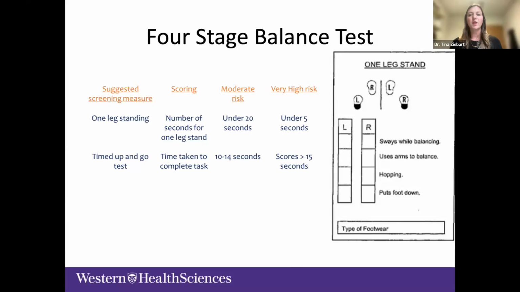And so what this one does is measure your balance, but in a graded way. So you would start with your feet together and see if they can hold it for 10 seconds. Then you progress to a semi-tandem stand, which would be having your heel beside your toe. And then you would go to a tandem stand, which is having your heel in front of your toe. And then you would go to a one-legged stand. So they're at a very high risk of falling if their one-legged stance is under 5 seconds.